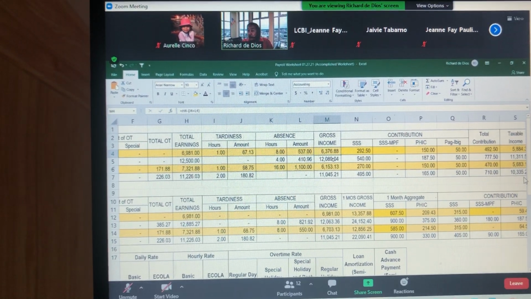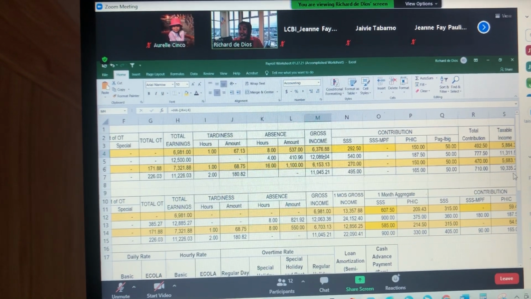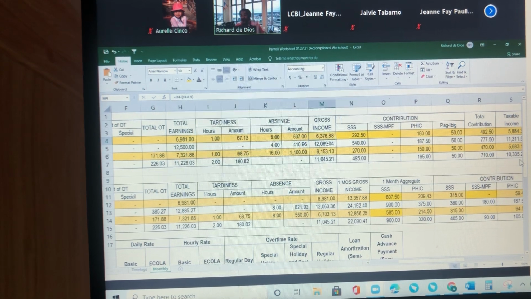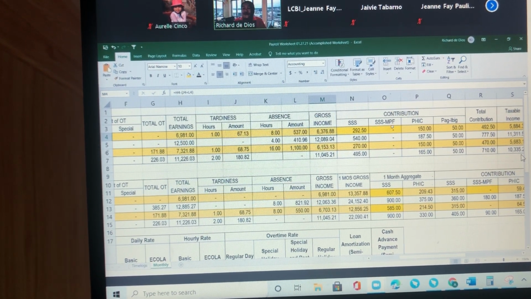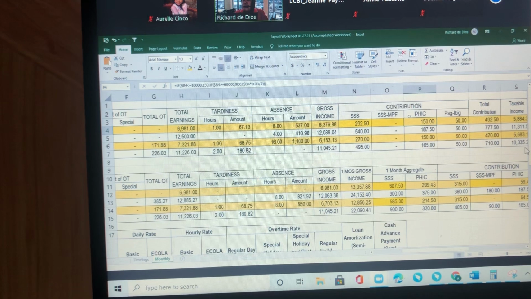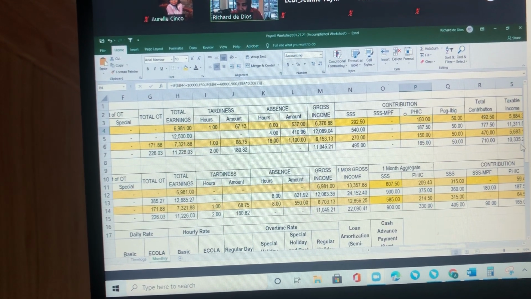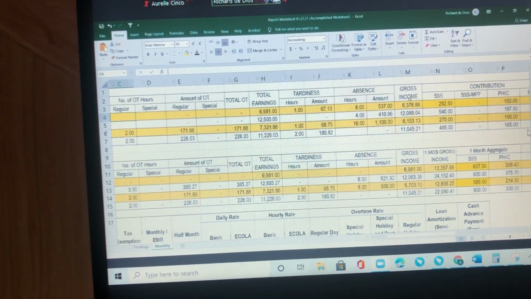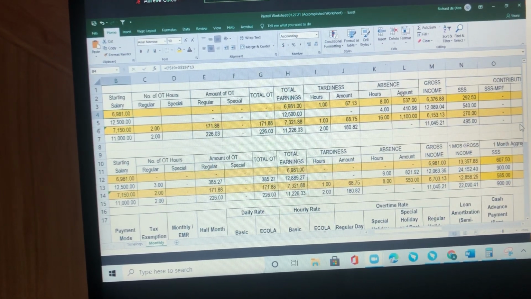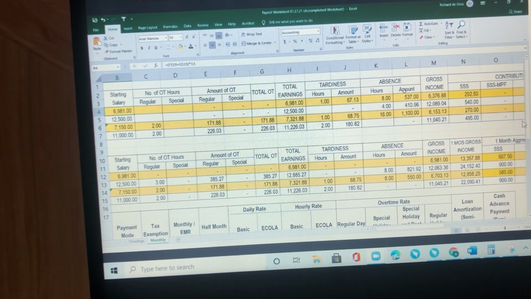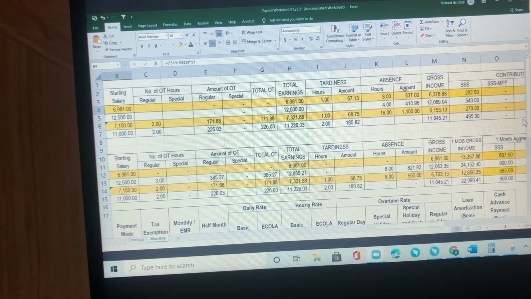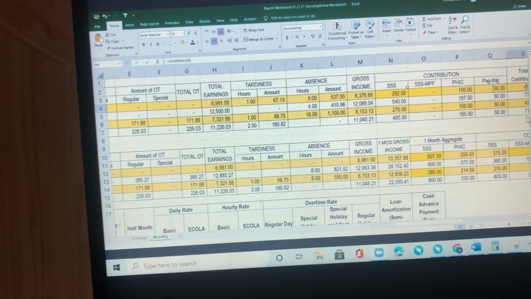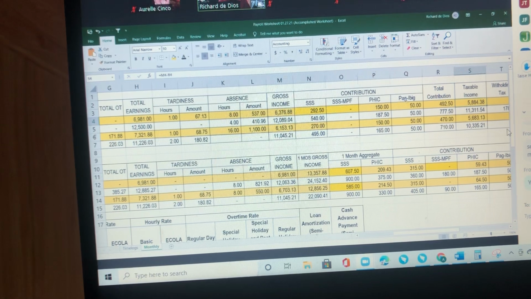Okay? So ganun din yung ginamit natin, running balance. We assumed, mali pala. Sorry. PhilHealth is based on basic. So PhilHealth was not based on this one, but was based on this one. Okay? It was based on basic. Sorry, nadala din ako sa gross. Pag-ibig is also based on basic.